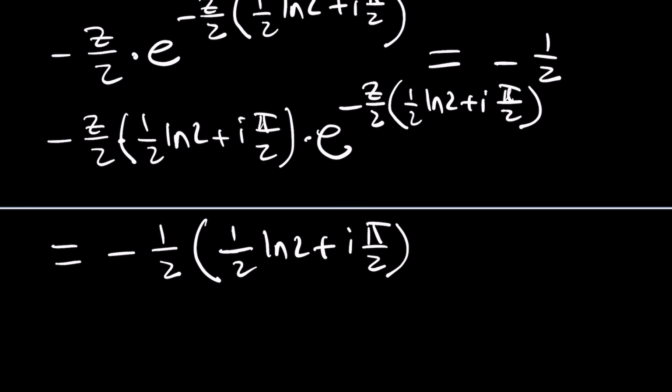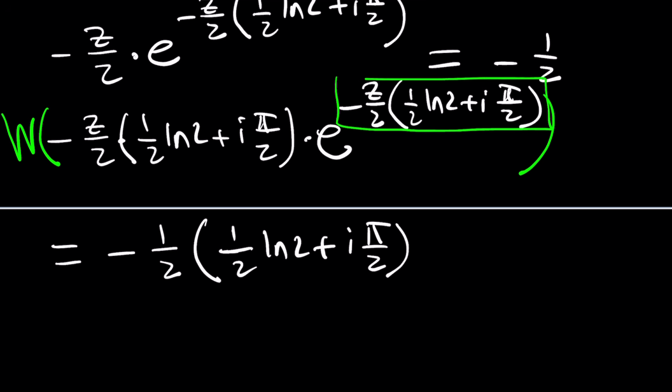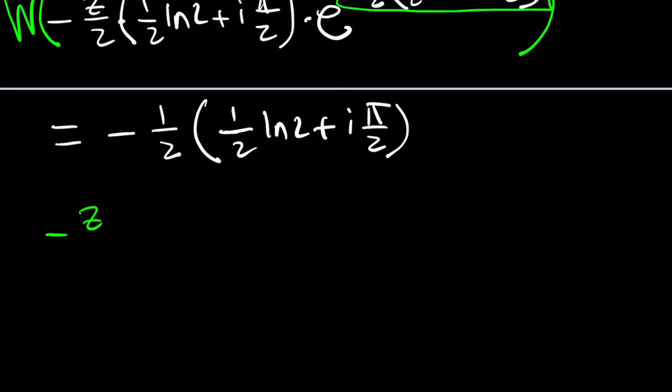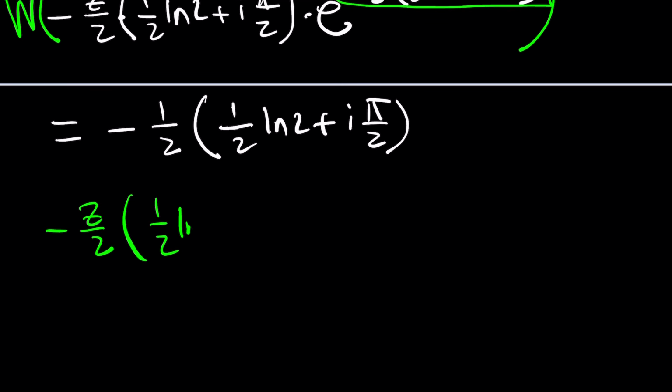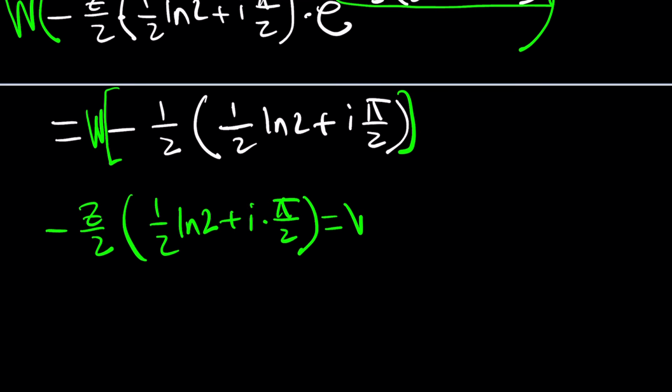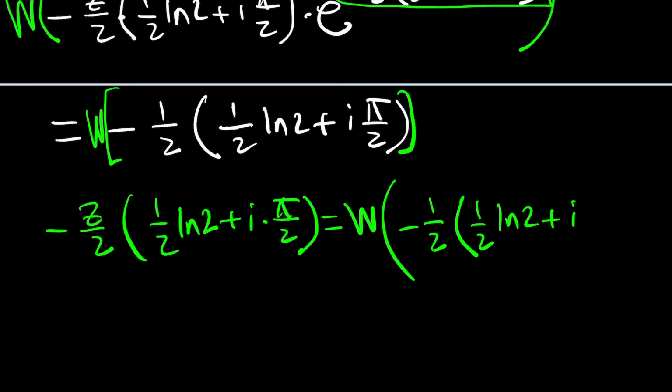So what am I going to do? I'm going to take the W of both sides. And when I do, ta-da, a miracle happens, right? This becomes t, which is this. Okay? So the left-hand side turns into negative z over 2 multiplied by 1/2 ln 2 plus i times pi over 2. A lot of halves, right? And the right-hand side just becomes, of course, we take W of both sides, so it's just going to be the W of something like this, negative 1/2 multiplied by 1/2 ln 2 plus i times pi over 2.